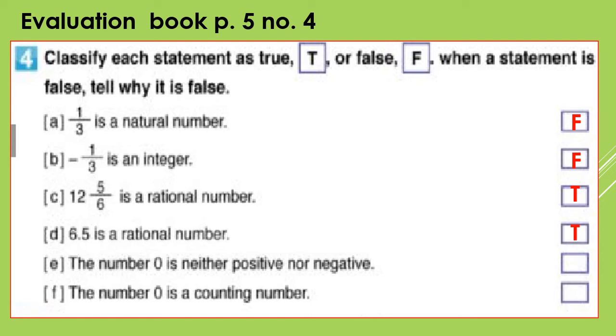Letter E, the number 0 is neither positive nor negative. It's so easy. Can you solve it? Yes, it's true. Last question, letter F. The number 0 is a counting number. 0 belongs to C? No, it's false.